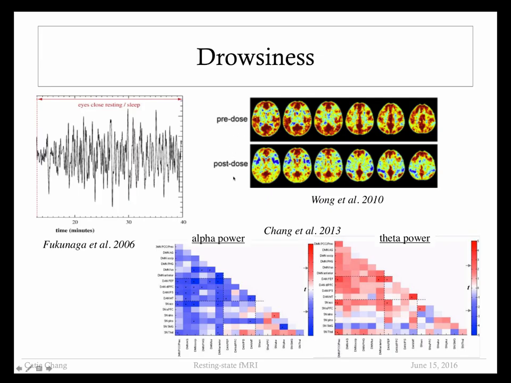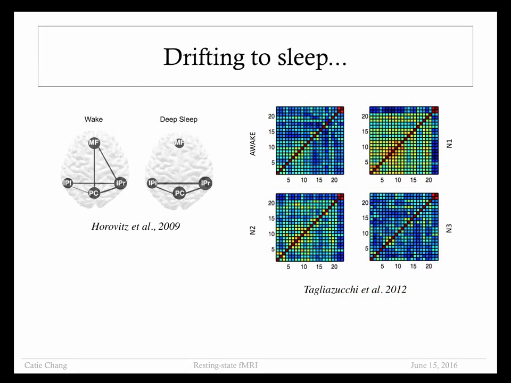A similar thing was found using an EEG-based index of vigilance state, so there were higher correlations between regions when EEG suggested drowsiness versus when EEG suggested alertness. And further changes occur if you actually do fall asleep. So in the figure, they found that the anterior and posterior parts of the default mode network basically became less coupled with one another when subjects were in deep sleep.